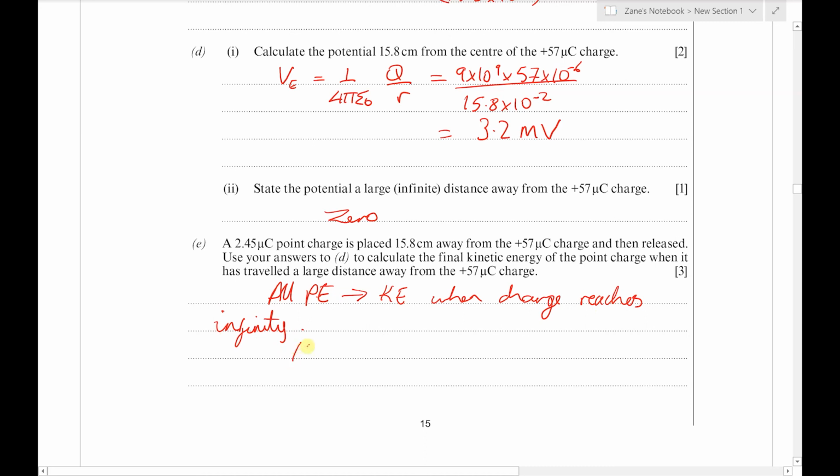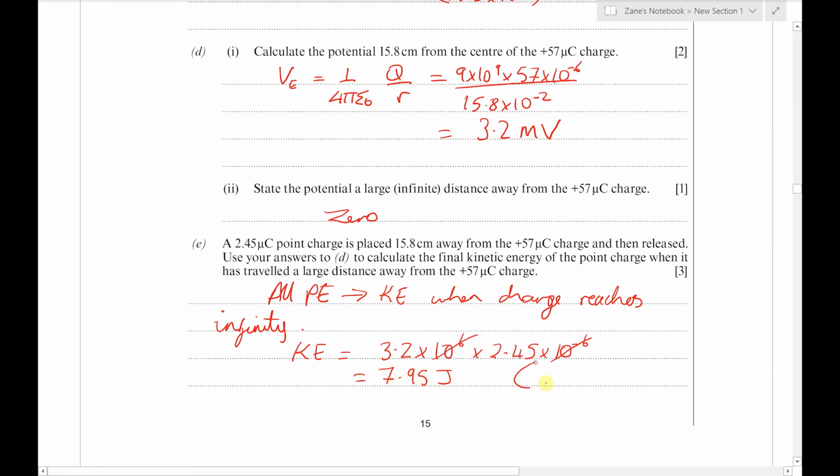So the kinetic energy at infinity is going to be the change of potential, 3.2 times 10 to the 6 volts, going from plus 3.2 times 10 to the 6 volts down to 0, multiplied by the charge that we're moving, the 2.45 microcoulombs. So you can see that those powers of ten will cancel. And if we multiply the values together, we get 7.95 joules.